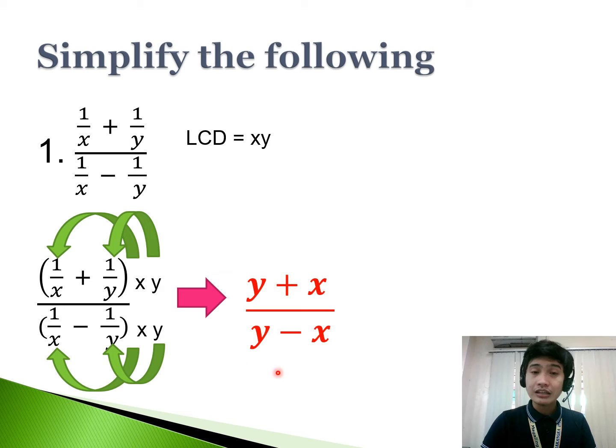Kung ating titingnan, wala na po tayong common factors na nakikita dito sa ating numerator and then the denominator. In other words, wala na po makakancel. Definitely, this will be now the final answer for our example number 1. So when we simplify the complex fraction 1 over x plus 1 over y all over 1 over x minus 1 over y, we will have an answer of y plus x over y minus x. So that is our example number 1.